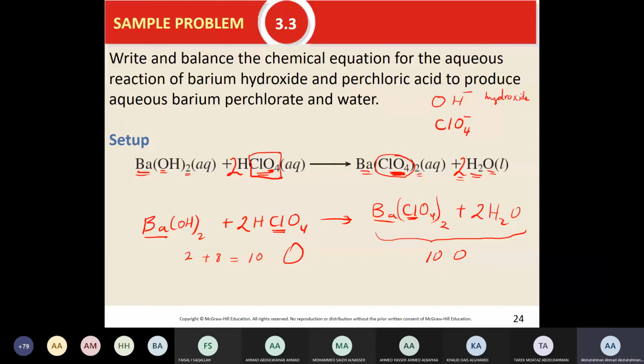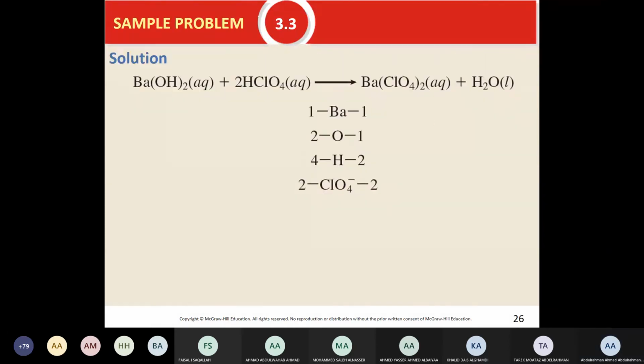So this is the balancing. So which way should I use? The first one or the second one? Always the first one. The first one is faster, but you have to be careful not to mix things. You have to deal with the group as a whole group. Very good.